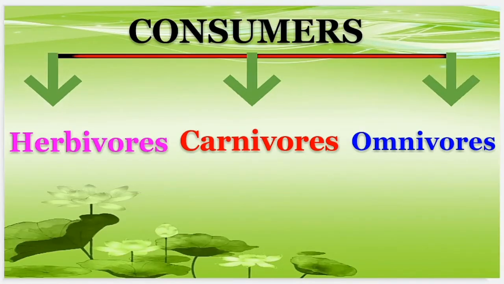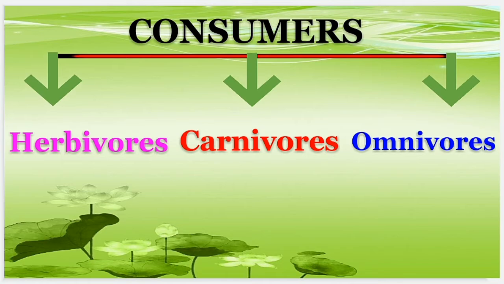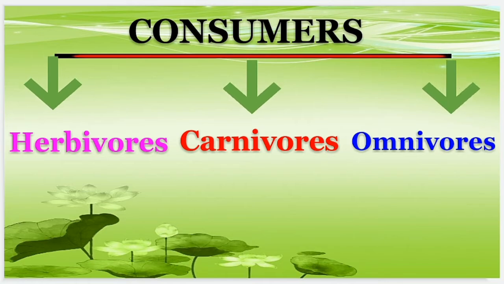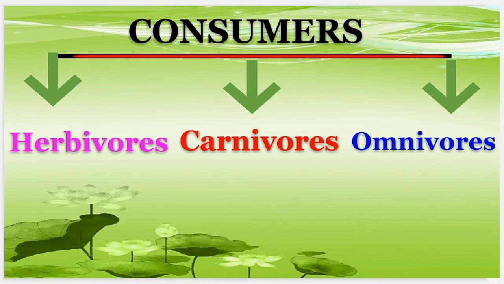Children, consumers are divided into three types. They are herbivores, carnivores and omnivores. Let's see one by one.